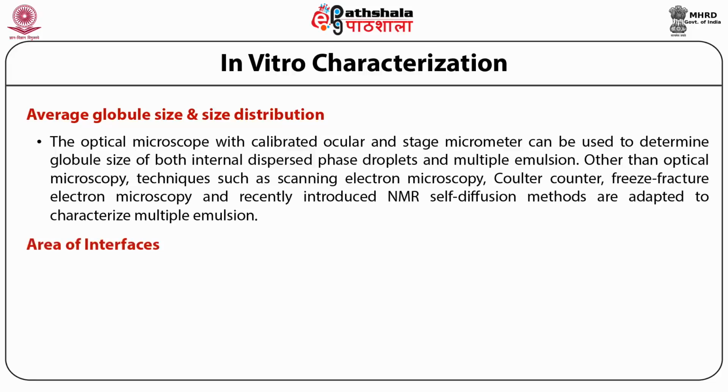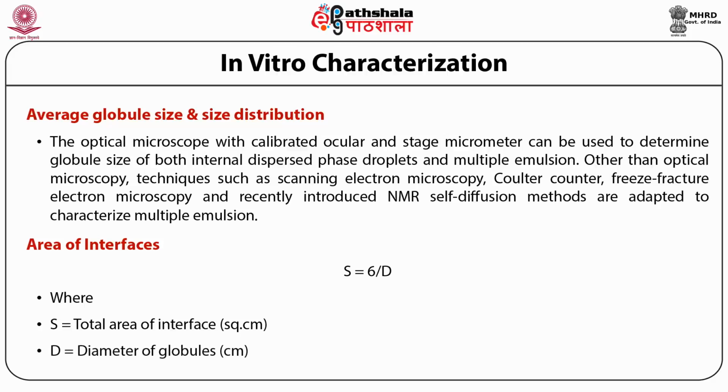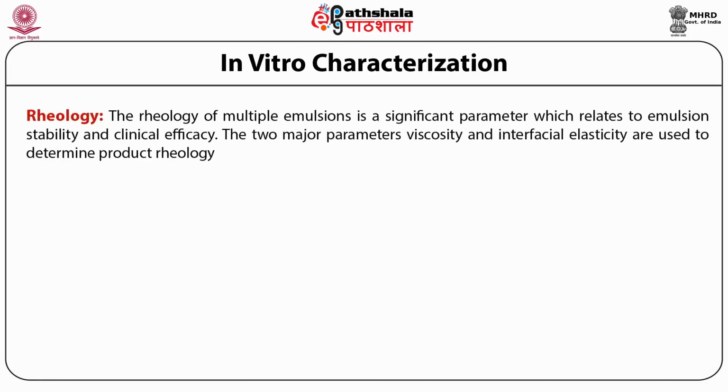Second, area of interface. The following formula is used to calculate the area: S is equal to 6 upon D, where S is the total surface area of interface in square centimeter, and D is the diameter of the globules in centimeter. Third parameter is rheology. The rheology of multiple emulsion is a significant parameter which relates to emulsion stability and clinical efficacy. The two major parameters, viscosity and interfacial elasticity, are used to determine the product rheology.